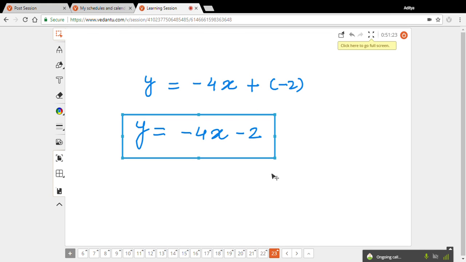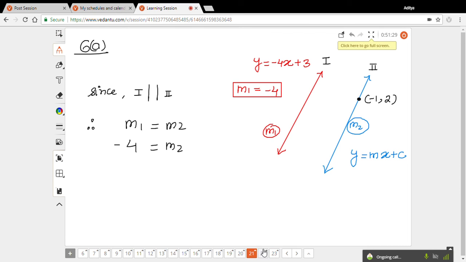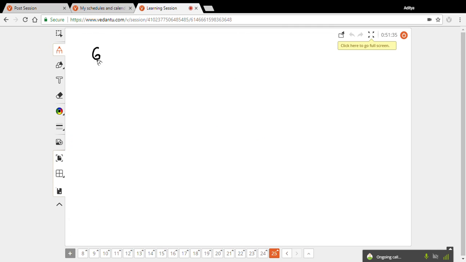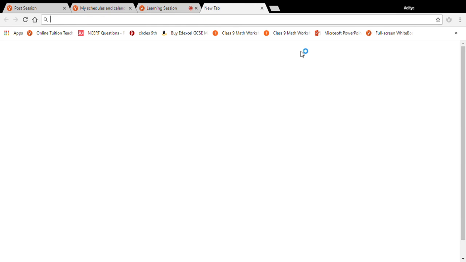So tell me if you have any trouble in the question. Can you solve the 6b part right now? Yes, try to solve it and then tell me the answer. Okay, so we have to use the formula y equals mx plus c.